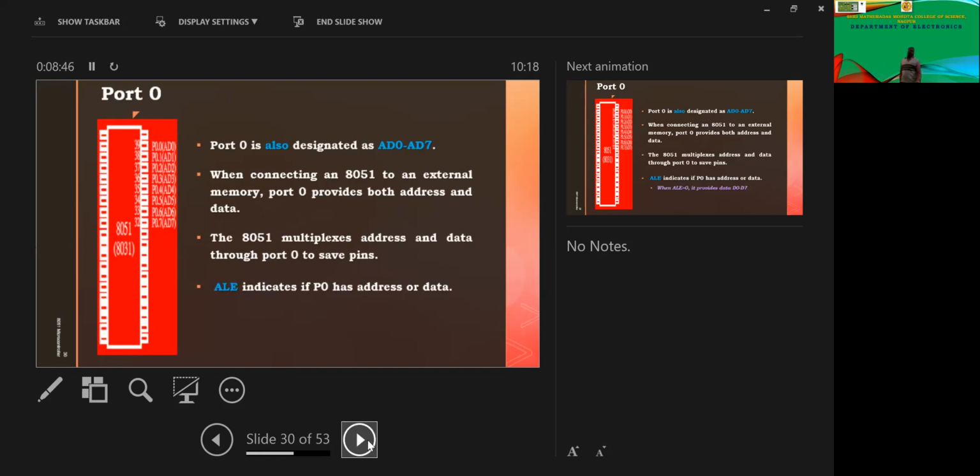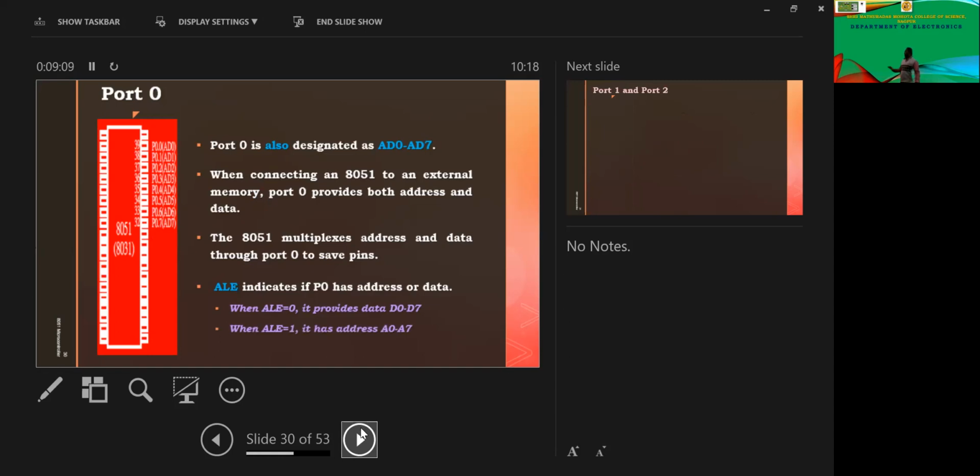And this is the address latch enable. That is one of the pins that tells you whether the port is being used as address or as data. When ALE, or address latch enable, is 0, it provides data, and when it is high, it is used as the address, the lower order address.